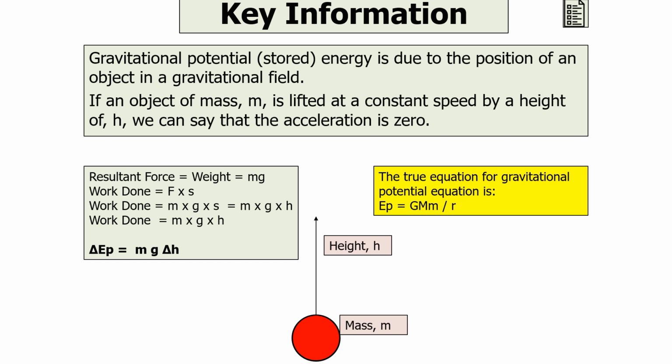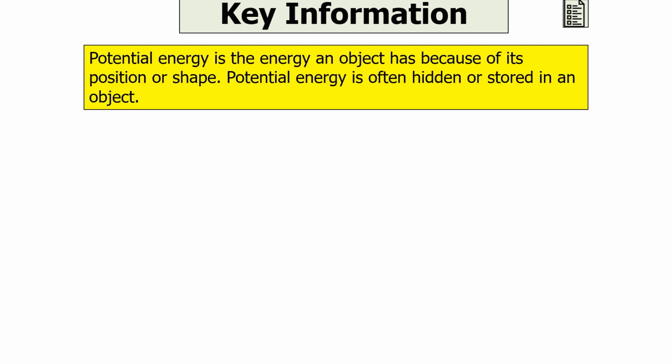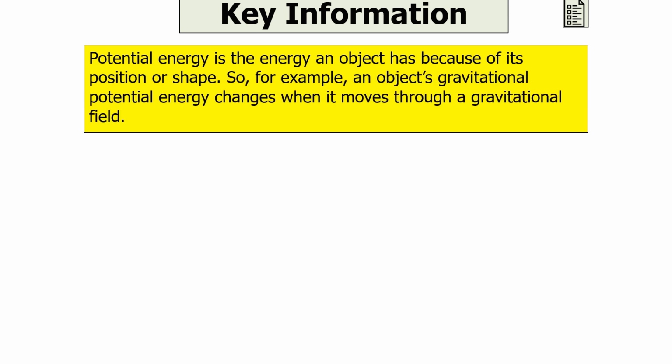The true equation for gravitational potential energy is gravitational potential energy is equal to big G, big M, m over r. Now, gravitational potential energy is gained when an object moves higher and is lost when an object moves lower. Now, the potential energy is the energy an object has because of its position or shape. Now, often, potential energy is hidden or stored in an object. So, for example, an object's gravitational potential energy changes when it moves through a gravitational field.